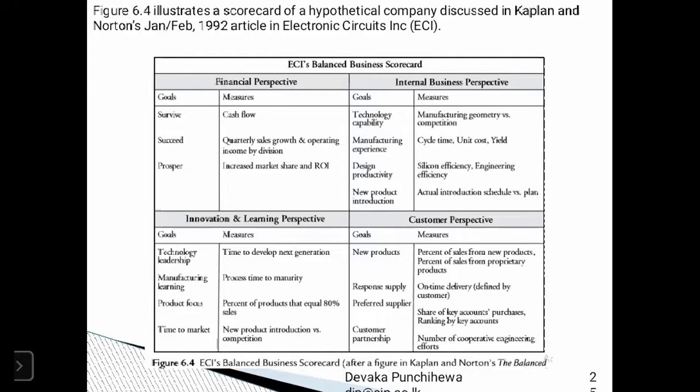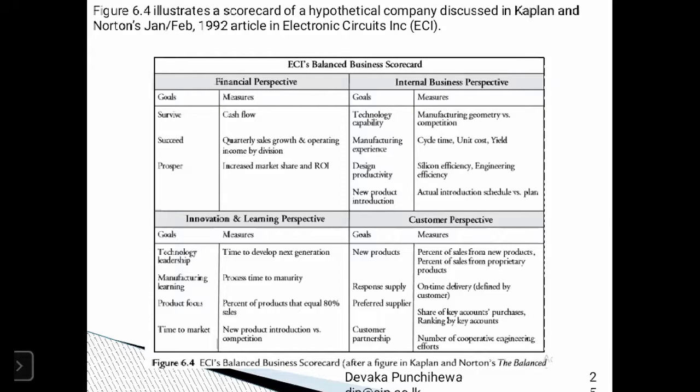What is the third goal in the financial perspective? Prosper, right? What is the measure? Increase market share and return on investment. If you penetrate more customers and increase the market share, that is prosper. And again, return on investment, ROI: how much money you make based on your investment. That's the financial perspective, the goals and the measures.